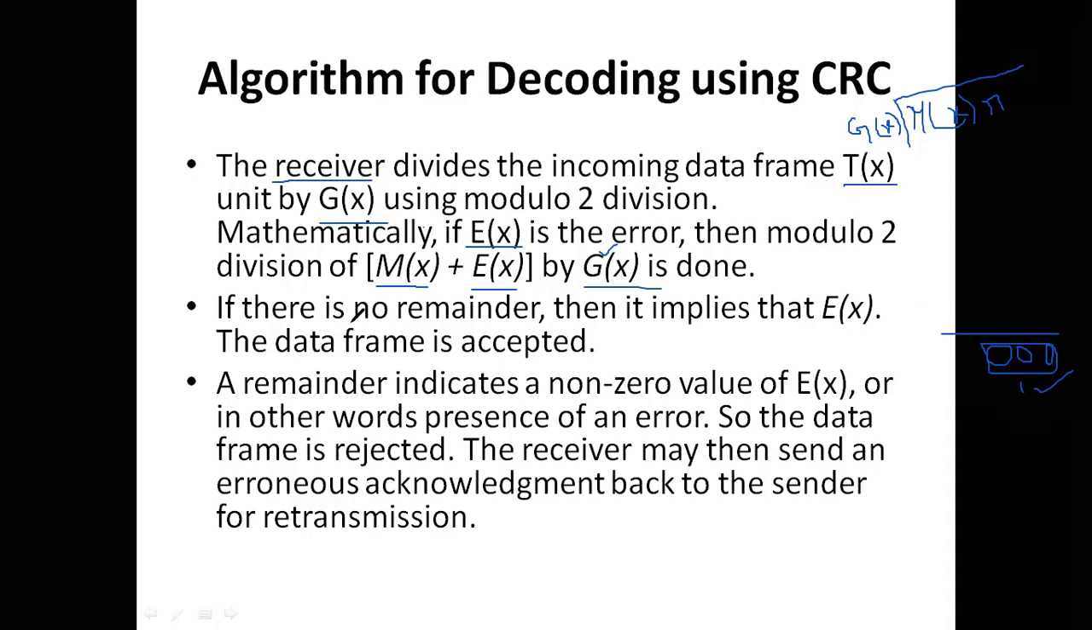If there is no remainder, then it implies e of x is zero and the data frame is acceptable. That means all zeros are there, then there is no remainder, so it can be accepted. If the remainder is non-zero, that means ones are there in the remainder, in other words the presence of an error, so the data can be rejected and the receiver may send an erroneous acknowledgement back to the sender for retransmission. So this is the process of decoding.